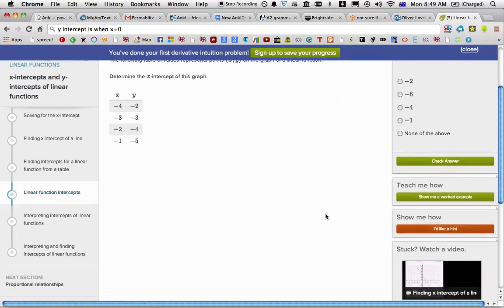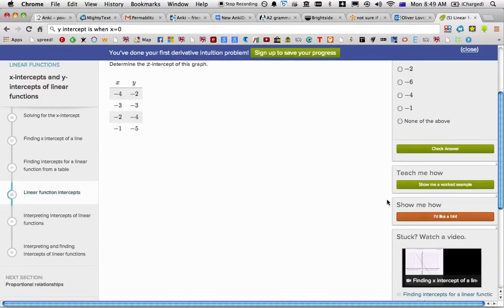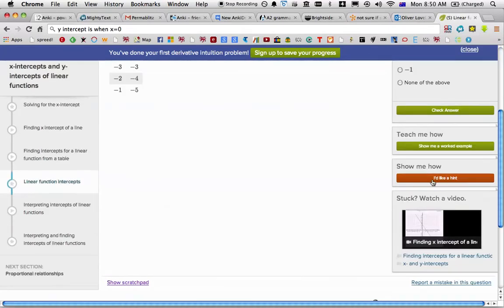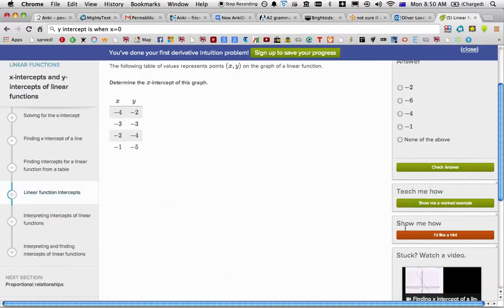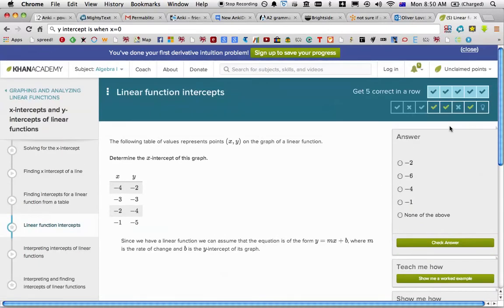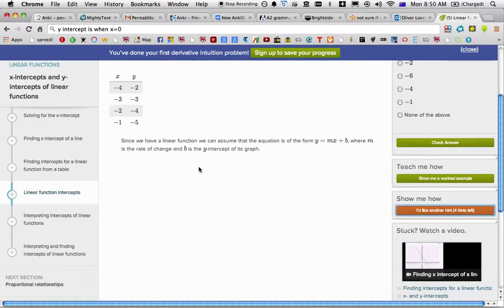Let's start with a hint. Now it's important to note that this button's orange, and so if you press this button, you get marked as wrong. So you watch up there, I hit I'd like a hint, and it puts up this thing which suggests that you've marked it wrong, but that doesn't matter because we're here to learn anyway rather than pass. So since we have a linear function, we can assume the equation has the form y equals mx plus b, where m is the rate of change and b is the y-intercept of this graph. Okay, great, that doesn't really help.